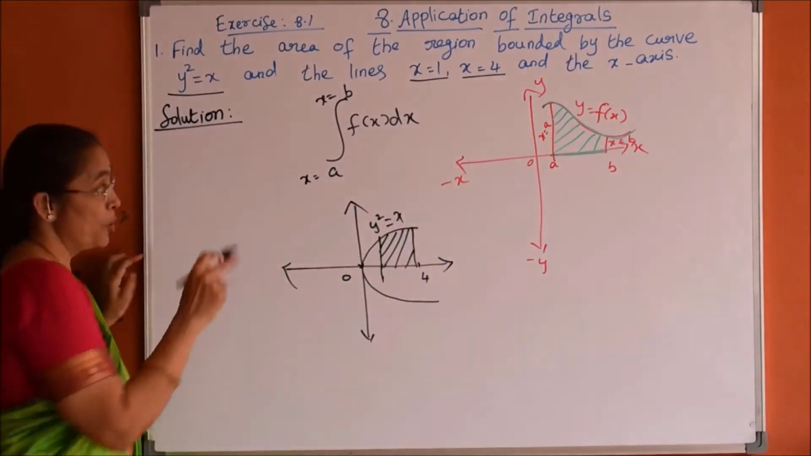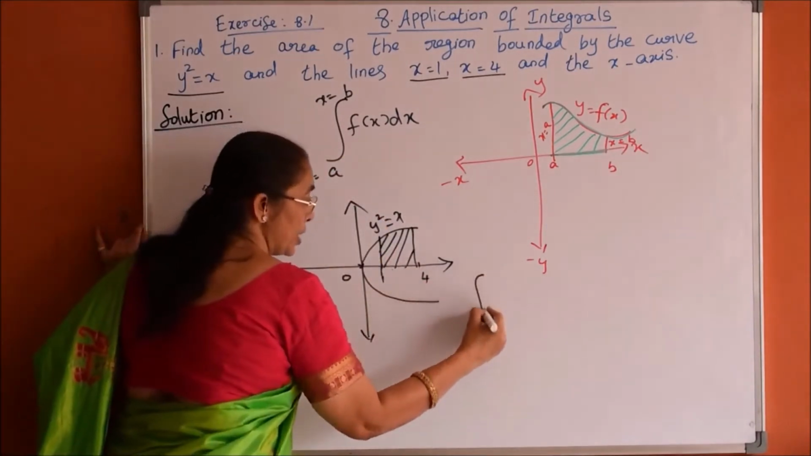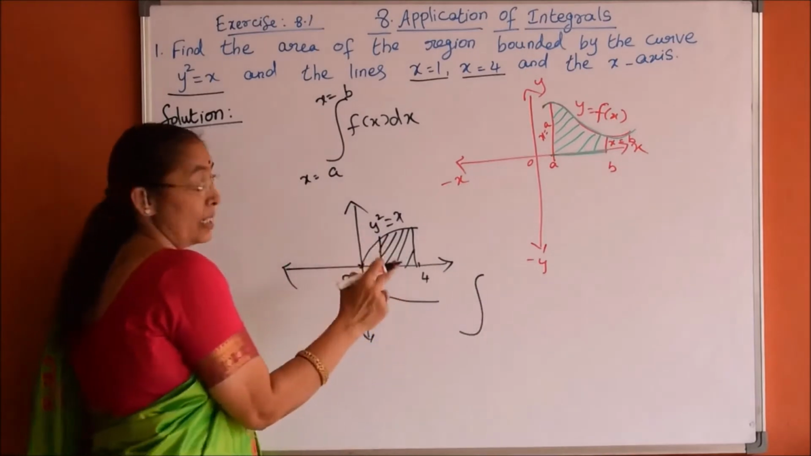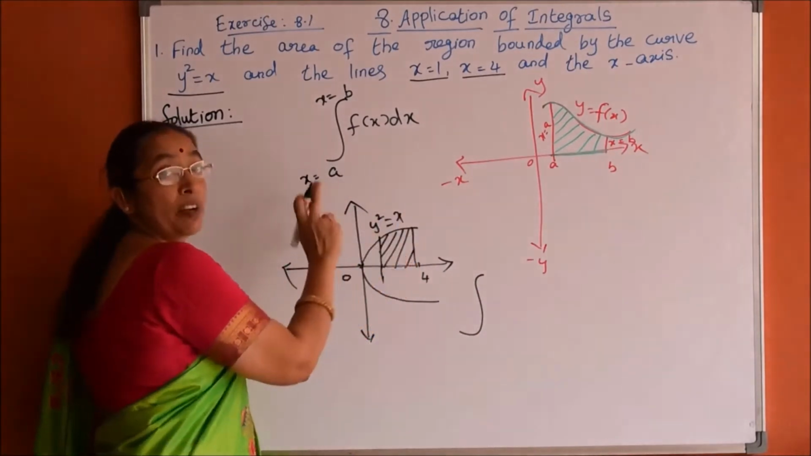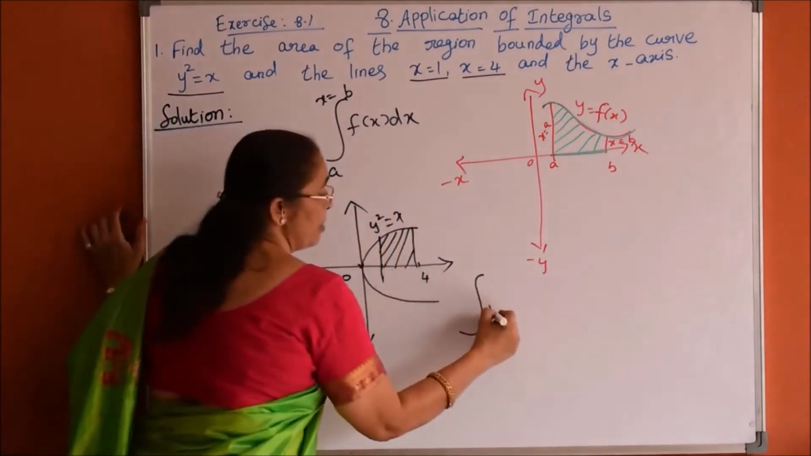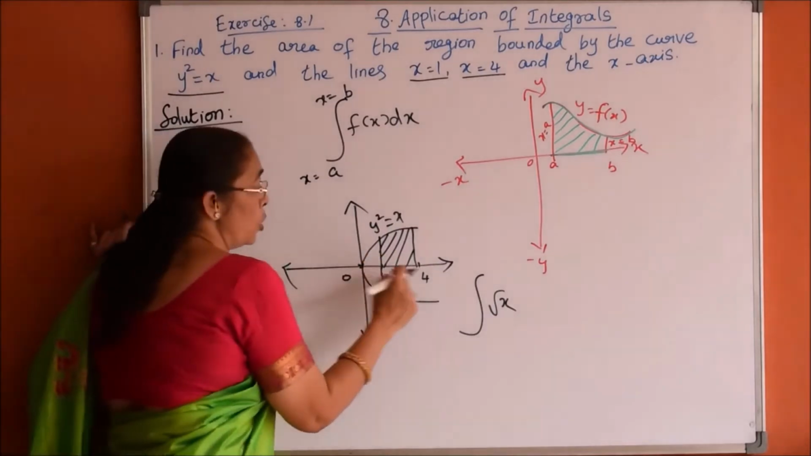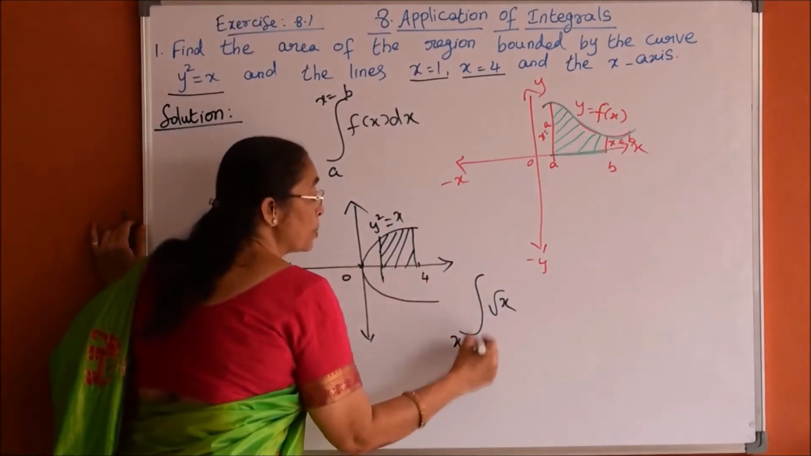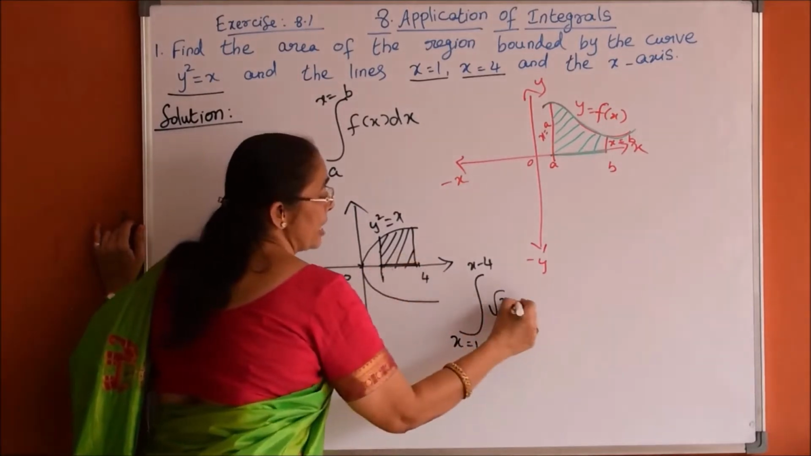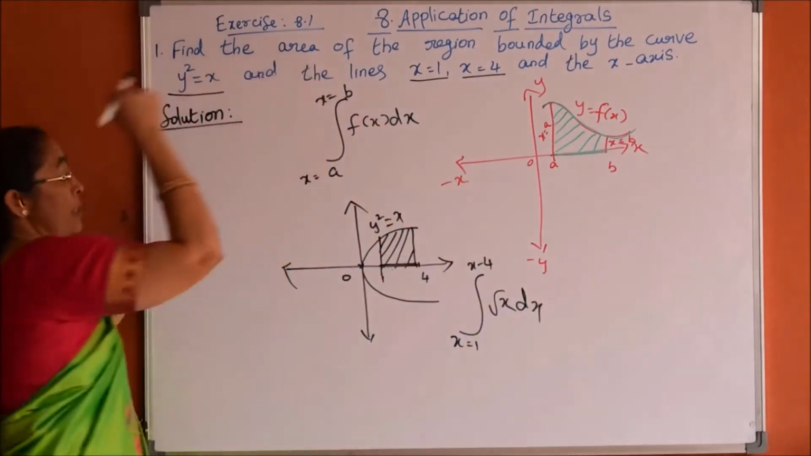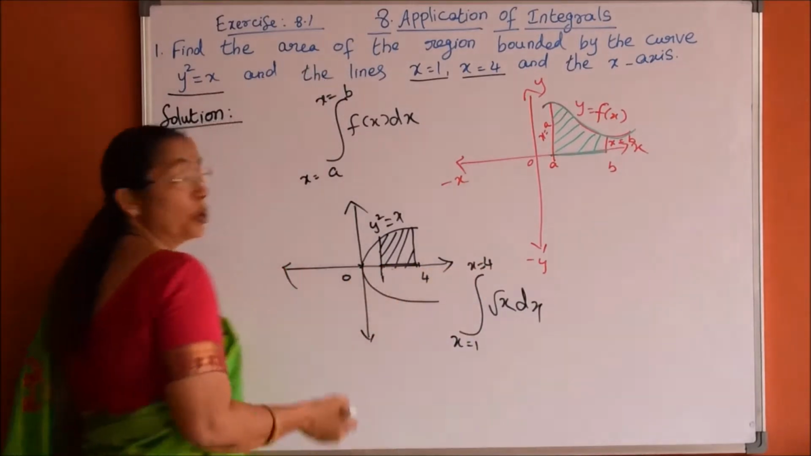So, with the help of the geometrical meaning of this integration, this area is nothing but the area covered between the curve y square is equal to x. So, we need y is equal to f of x, which is nothing but root x, between the lines x is equal to 1 and x is equal to 4 with the x axis. So, this is nothing but integration of x is equal to 1 to 4 root x dx.